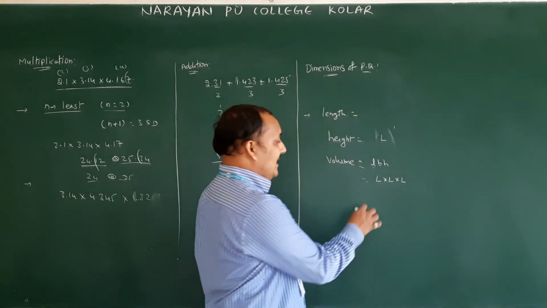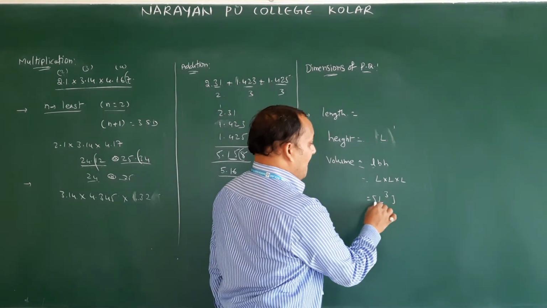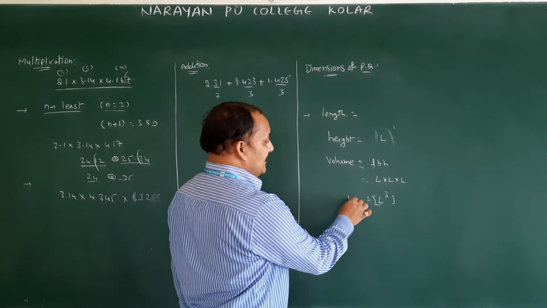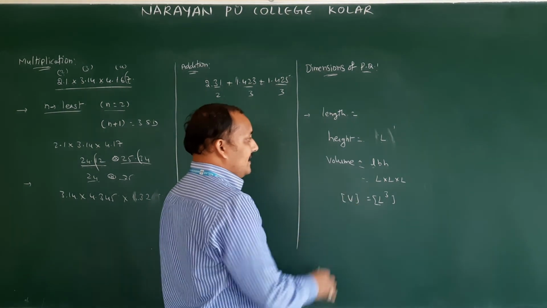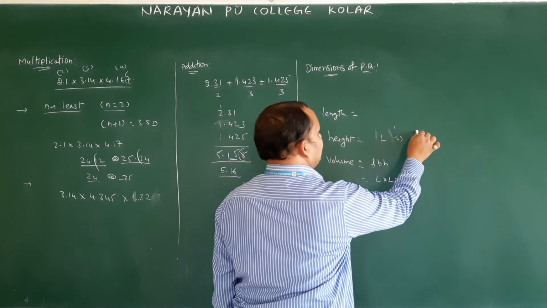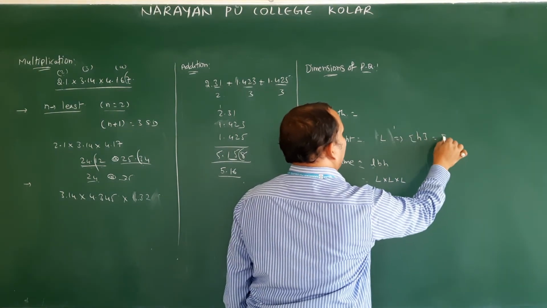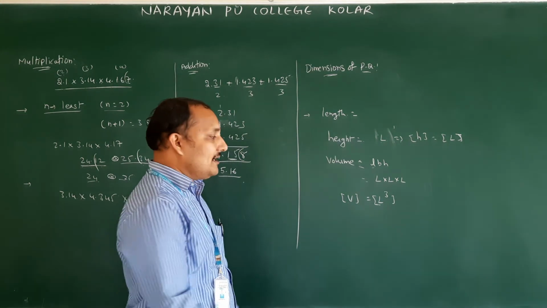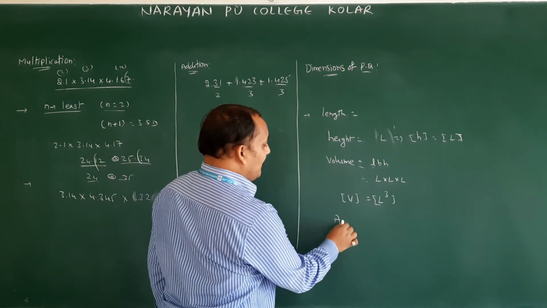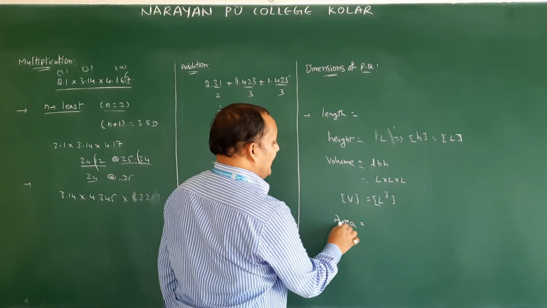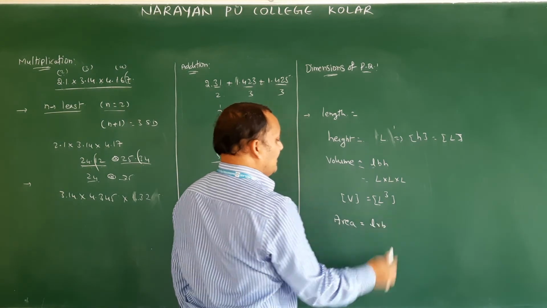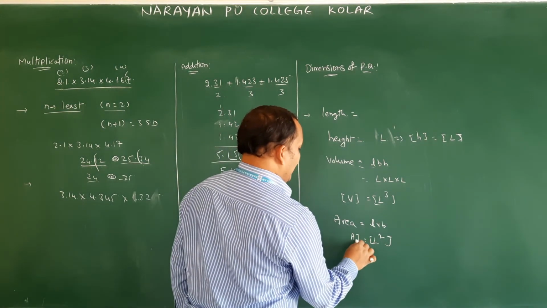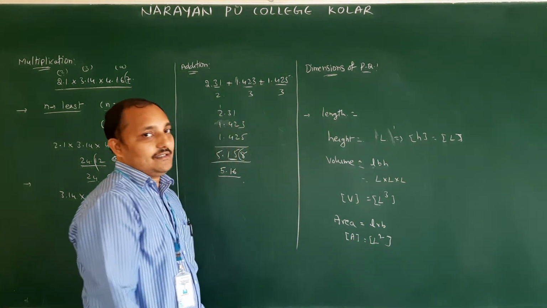So L into L into L, L cube. What have we taken as physical quantity in LHS? Volume. Here height we have taken. Height we have taken. We wrote L. Like that area. Because all these are simple, you will be coming to know. Therefore I am giving. Area means length into breadth. Therefore what you will write? L square. Area A is equal to L square.